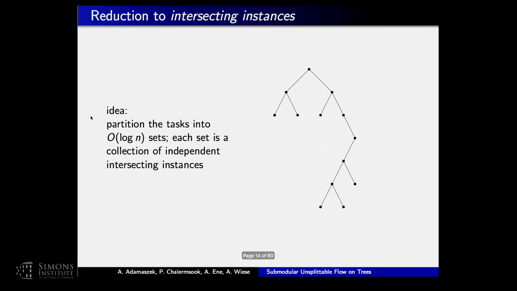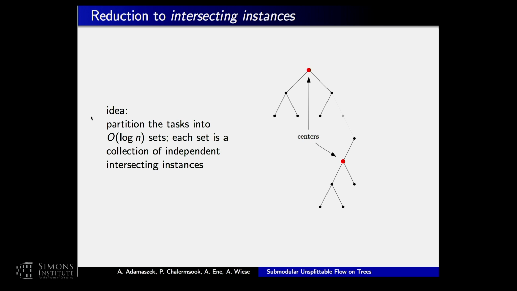And the proof is very easy, so I'll just show it now. We will partition the tasks into a logarithmic number of sets such that each set is a collection of independent intersecting instances. That's our tree, and in the first step, we choose the center of the tree. That is a vertex such that every subtree has at most half of the vertices. And our first instance will be all the tasks that use the center of the tree. And that's clearly an intersecting instance.